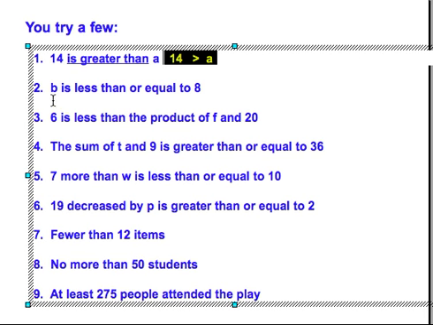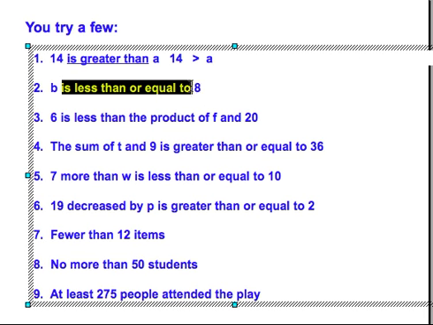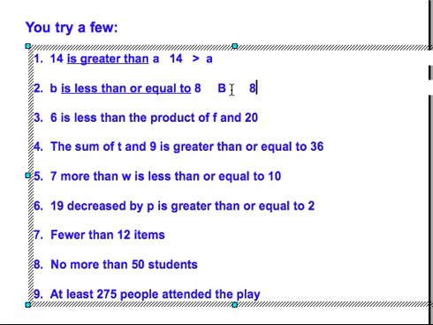Next one, number 2, b is less than or equal to 8. So we have our term b and we have our term 8, and we need to translate b is less than or equal to 8. So we pull out our b and we pull out our 8, and less than or equal to is this symbol. So b is less than or equal to 8 is the proper translation. Now they get a little bit tricky.